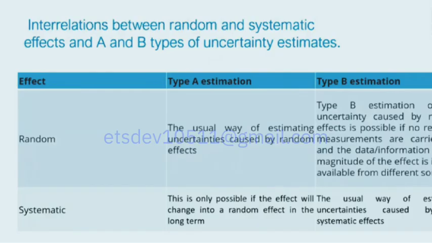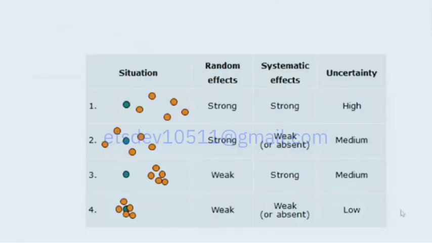Now the interrelationships between random and systematic errors or effects and the type A and type B uncertainty. For random errors, the usual way of estimating uncertainties is to use type A. Type B estimation of the uncertainty caused by random effects is generally not used, but if the data or information on the effect is taken from other sources, then we use type B. And for systematic errors, the usual way of estimating the uncertainties is to use type B estimation.